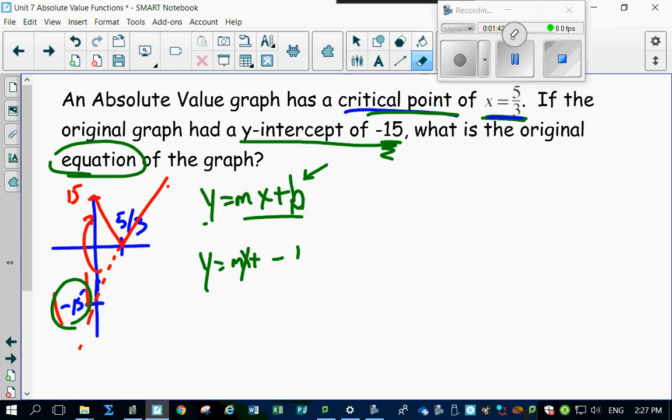So y equals mx minus 15. Let me rewrite that. Hold on. Okay, let's try that again. y equals mx minus 15, because minus 15 in fact was our original y-intercept. Okay, that being said, all we've got to do now is find m.